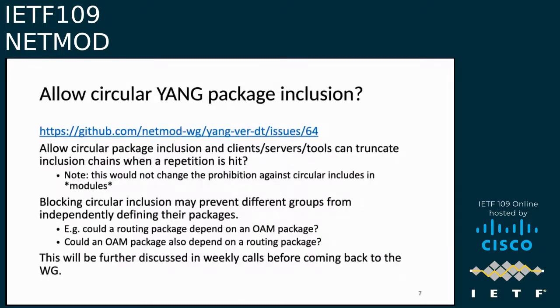So next, please. Then, whether to allow circular YANG package inclusion. We discussed this, but right now we don't have an answer yet. But we think blocking circular inclusion may prevent different groups from independently defining their packages. For example, OAM and routing could depend on each other, but if we block that, then it should be coordinated between the two working groups to define those packages. Then next, please.